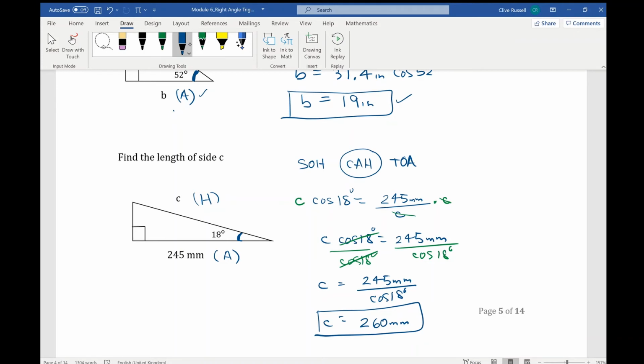Now, why did we round? Again, look at what went into the formula. This number right here has 3 significant digits, but the angle has 2. 2 is less than 3, so we round this to 2 significant digits.